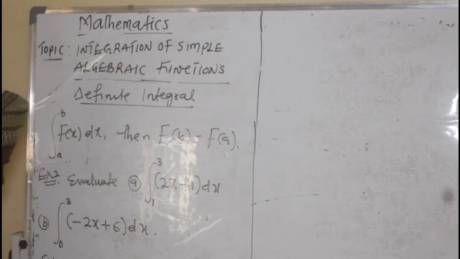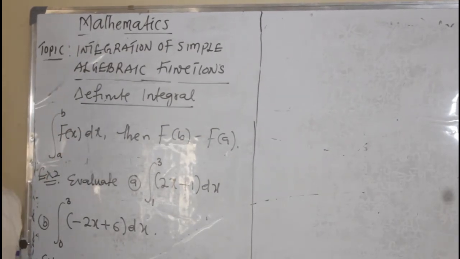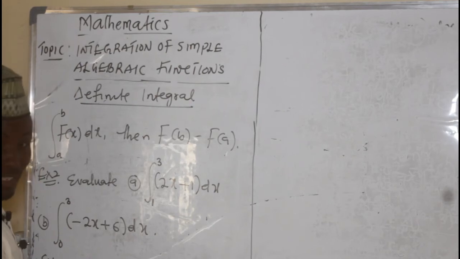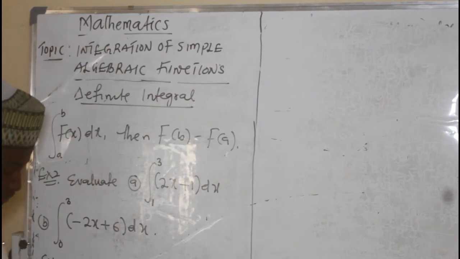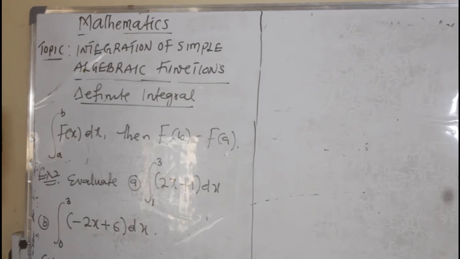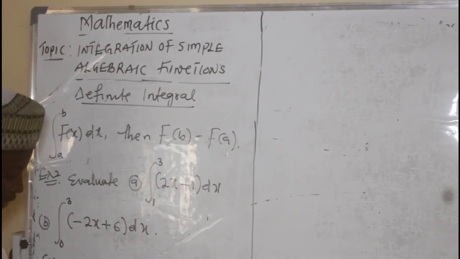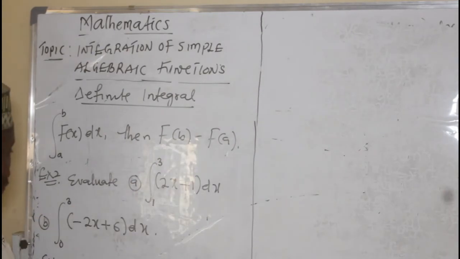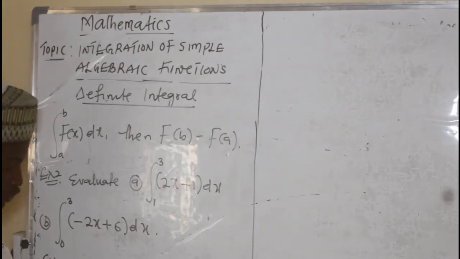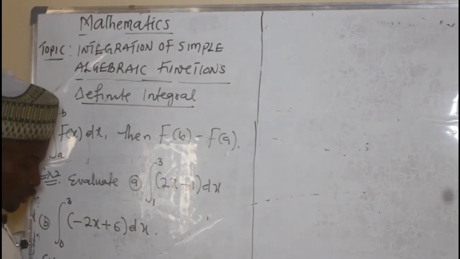What is our limit? 1 to 3. Which one is upper, which one is lower? Lower is 1, upper is 3. We are going to start with the upper. We substitute the upper first, so anywhere you see x, you put 3: 3 squared plus 3. Do you see what I did? Minus the lower, because we said f of b minus f of a. Let's put the lower limit: 1 squared plus 1.